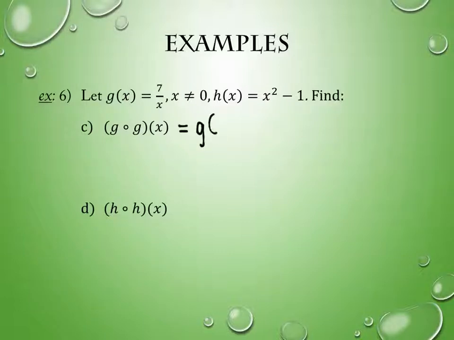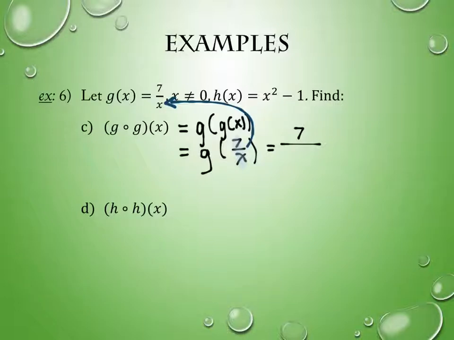It means G of G of X. And you know what G of X is. It's 7 over X, right? So what would I do with 7 over X if it's asking me to do G of 7 over X? I'm going to substitute it into the x in the g of x equation. So I'm still going to have the 7 that's on the top of g of x, and then on bottom where I had x, I now have another 7 over x.